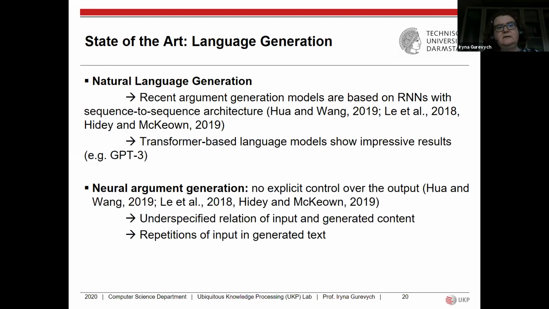However, in that work, the main limitation is that there was no explicit control over the generated argument. And it could be the case that we input an argument and want to generate another new argument, and the new argument becomes unrelated to our input, so it can go in different directions. We don't have the possibility to control the output. And also, these systems also suffered from the limitations which are well known in the domain of NLG, like repetitions of input in generated text.